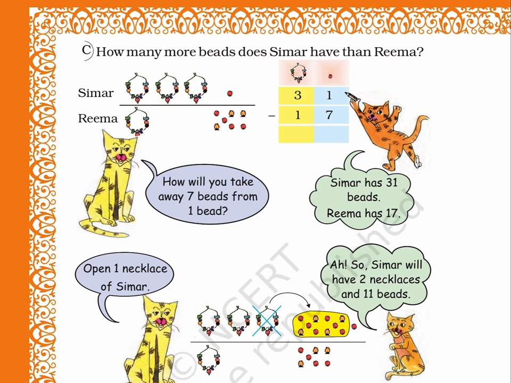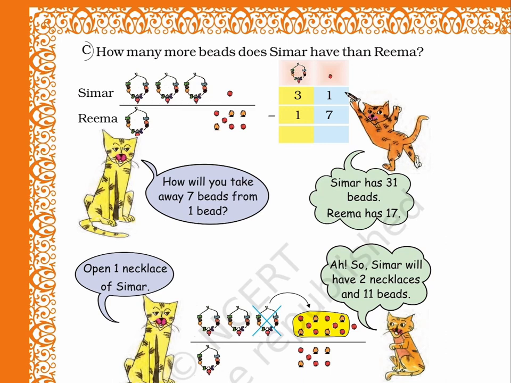Picture 1 shows beads of Simar, 3 necklaces, 1 loose bead, and Rima, 1 necklace, 7 loose beads. Cat 2 is sitting below these beads and necklaces and is saying, how will you take away 7 beads from 1 bead? Cat 1 is standing with a pencil in her right hand at the right side of the table, showing necklace in yellow column and loose beads in blue column.